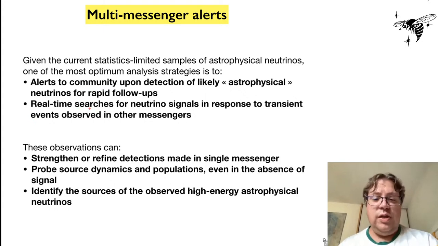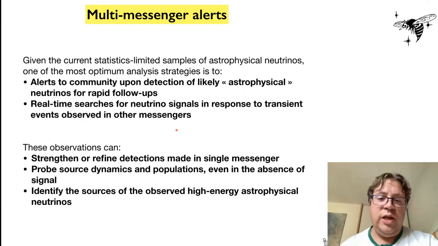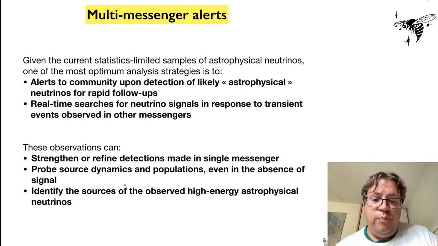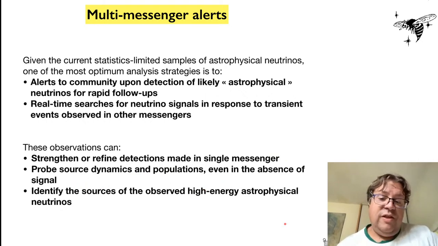What we do on our side is, when we hear that there is, for example, a blazar which is flaring, or a supernova or gamma ray burst, we look in our data to try to find a correlation quickly, so that if there is something, we try to maximize this coincidence. And what these observations will do is refine the detection made by the single messenger, probe the source dynamics and population, even in the absence of signal, and identify the neutrino sources.